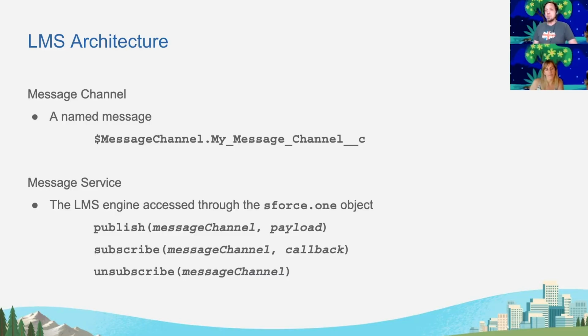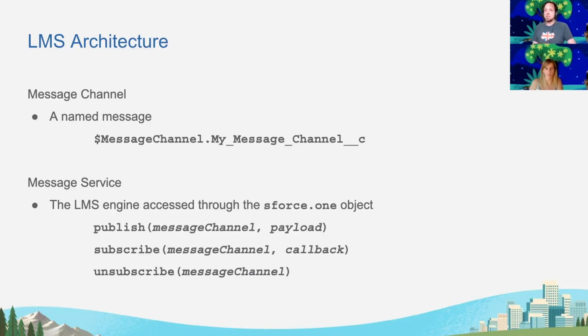So the Lightning Message Service architecture is comprised of two key features that you need to make sure are in place. The first is a message channel, and this will be a named message. And I'll show you how that's configured. It's actually configured in XML. It lives in part of your project. It kind of looks like a custom object by name with that __c suffix, but just be aware that this has nothing to do with custom objects. It, in fact, never really goes to the server. It is purely client-side. So just bear that in mind.